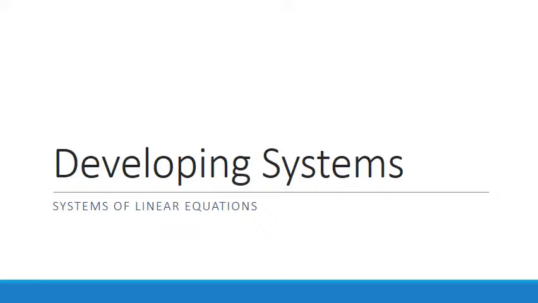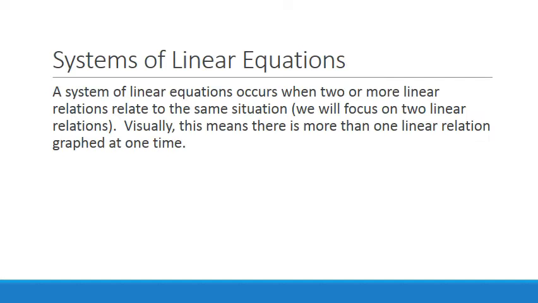The first topic we're going to cover is developing systems. A system of linear equations occurs when two or more linear relations relate to the same situation. We're going to focus on just two linear relations at a time. Visually, this means there is more than one linear relation graphed at one time.